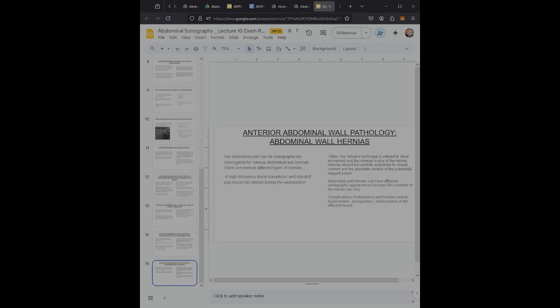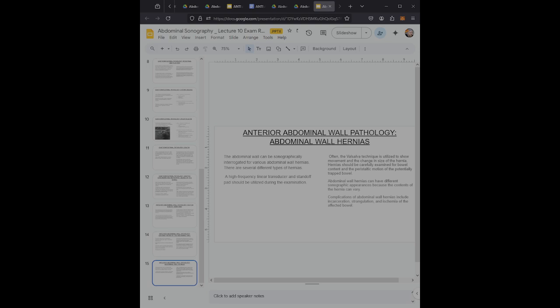Anterior abdominal wall pathology, in this case hernias. Often we employ the Valsalva technique to show movement and change in size of the hernia. A hernia should be carefully examined for bowel content and peristaltic motion of the trapped bowel. Inguinal hernias are located around the groin, the scrotum, or the labia. The bowel protrudes into the groin, and they can be direct or indirect. Incisional hernias occur at a surgical incision site. This is where bowel protrudes into the surgical incision site.